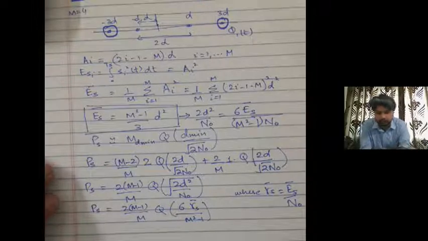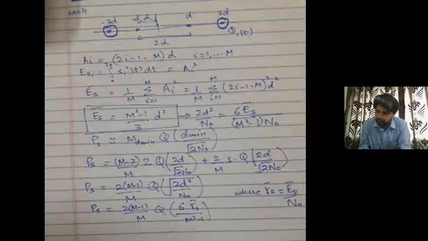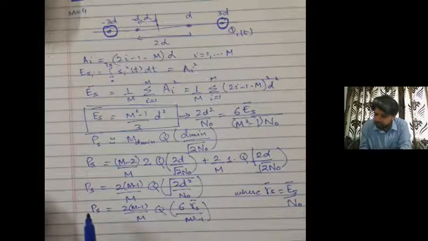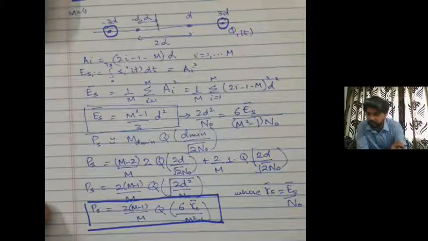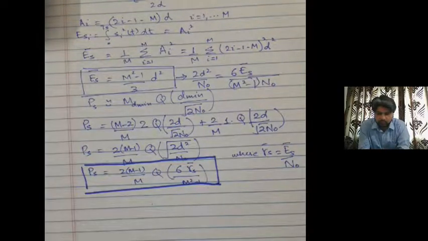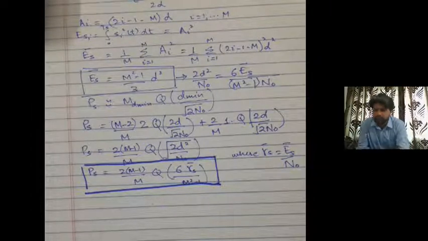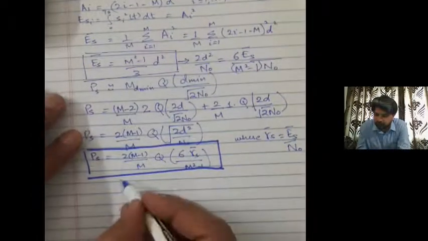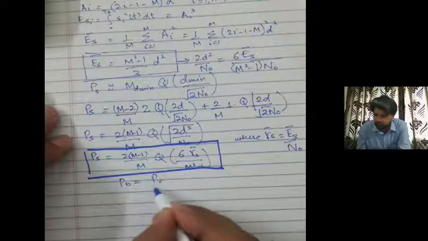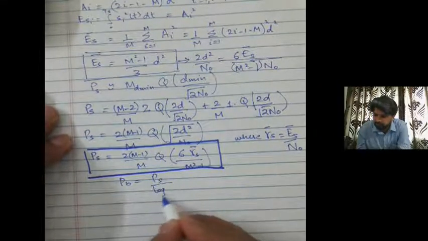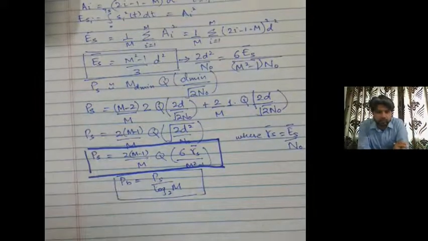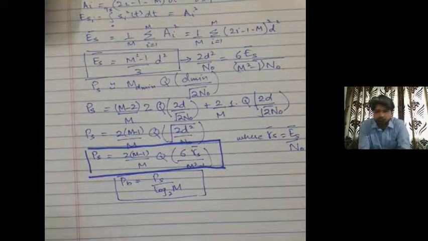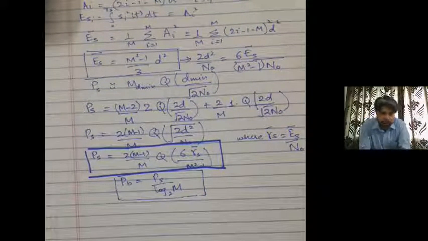So this is your symbol error probability for a pulse amplitude modulation, M-ary pulse amplitude modulation signal. That is called M-ary PAM signal. And of course, if your signals are Gray coded, you can then compute the bit error probability, and that bit error probability would be simply your symbol error probability over log base 2 of M. This would give you the bit error probability.